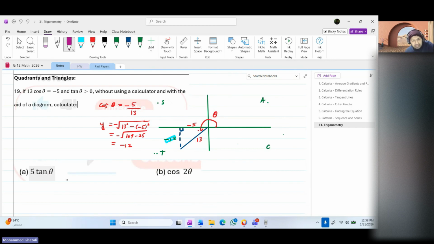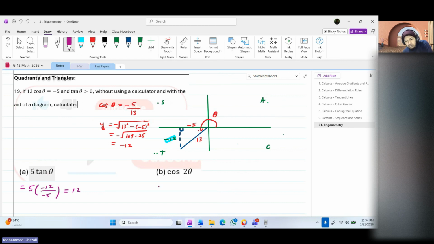Now, we want to find what is 5 tan theta. So that is 5 times tan of theta. Tan is opposite over adjacent. Opposite is -12, and adjacent is -5. So 5 and 5 cancel out. The answer is just 12. And the negatives also cancel out. See, that's why they said 5 tan theta.